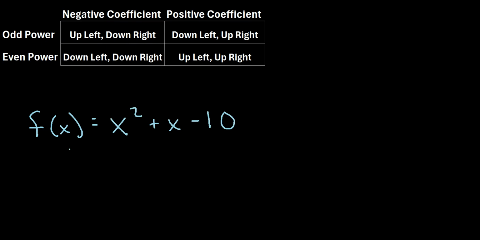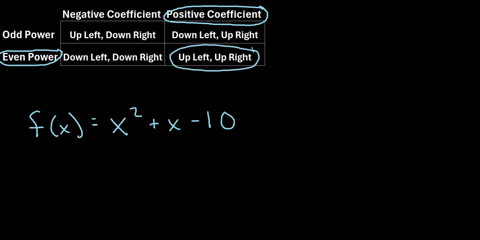Let's say we have this polynomial, f of x is equal to x squared plus x minus 10. So first, let's identify the term with the highest power. That'd be this term right here. It has a power of 2. So that's an even number. So we'll circle even power. And then it has a positive coefficient. If we want, we can imagine that there's just a 1 right here, which is a positive number. So we'll circle positive coefficient. And this grid tells us that this graph will go up to the left and up to the right. So that's our final answer.